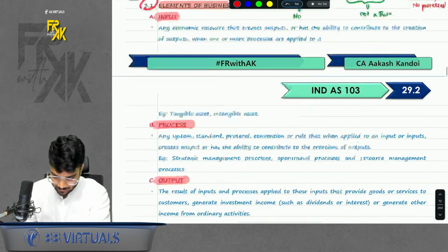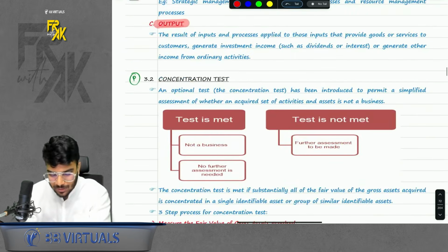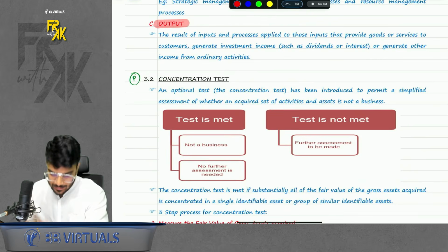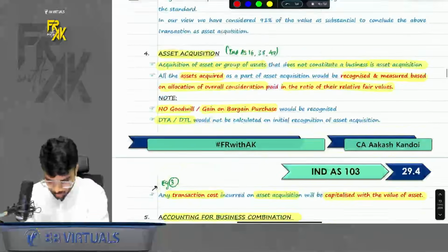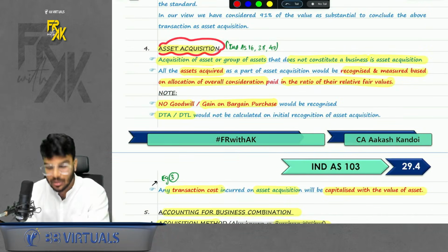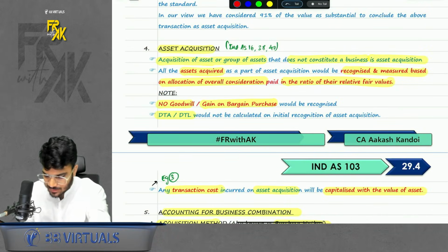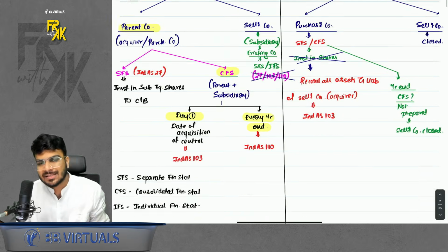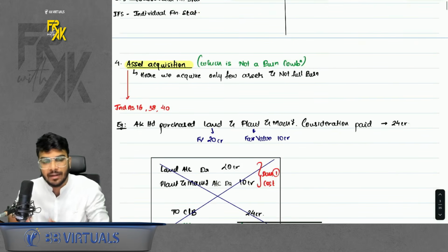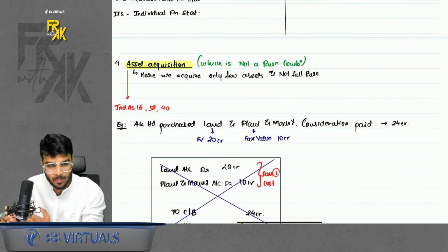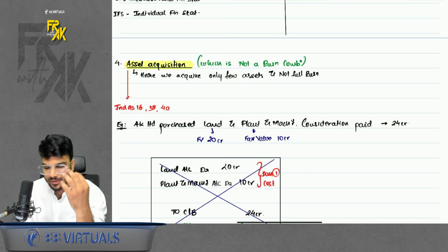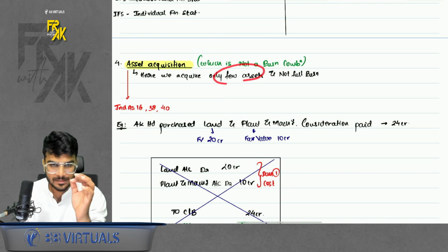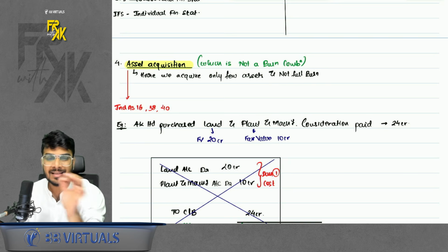Then, elements of business we discussed. Then there is something known as the concentration test. This we will revise at the end. Then we talk about asset acquisition. What is the meaning of asset acquisition? Sometimes you don't acquire the whole company, but you acquire a couple of assets of a company. Let's say, for example, I went to Chroma and purchased a couple of assets. Purchasing a couple of assets is not the same as acquiring a business. When you acquire only a few assets, this is not a business combination, that is asset acquisition.